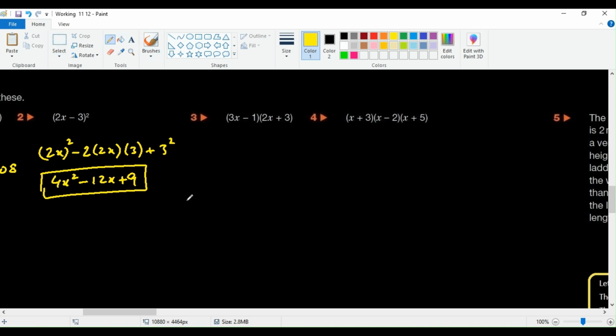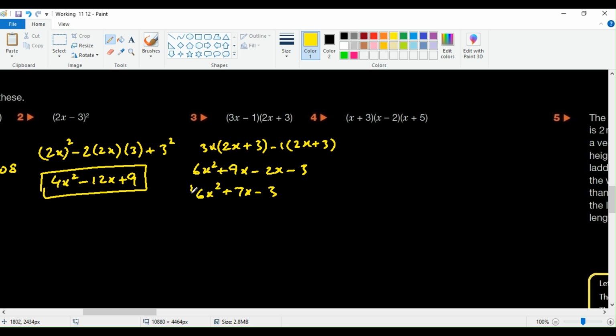So I will write 2x plus 3 two different times, and I will write 3x here and minus 1 here. So this is going to give us 6x squared plus 9x minus 2x minus 3. That means 6x squared plus 7x minus 3 is going to be the final answer for this question.